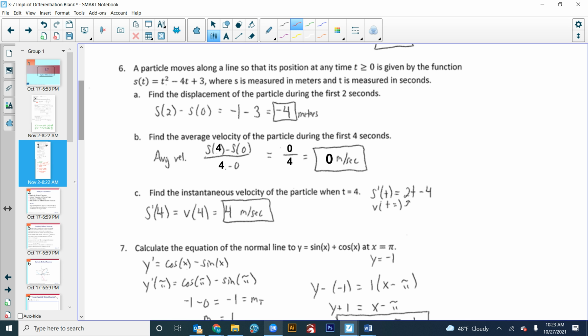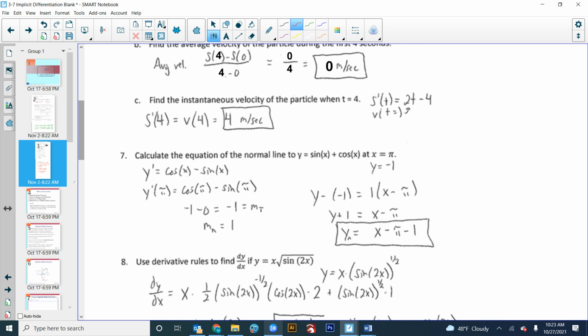Why do you not divide by 2? On which one? A. Displacement is just final position minus initial position. If you divide it by 2, you're finding average velocity. Part C, just the derivative, find the velocity, and you should get 4 meters per second.